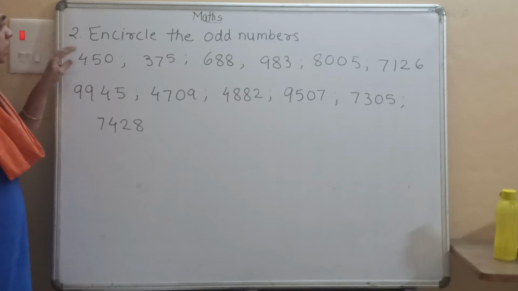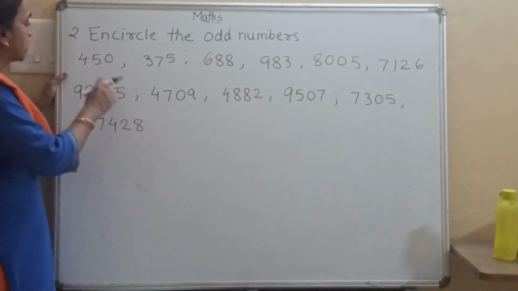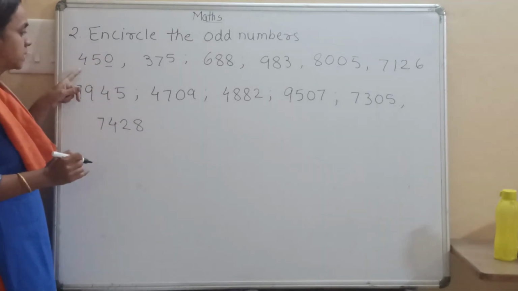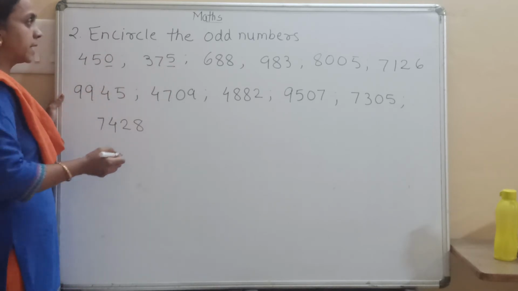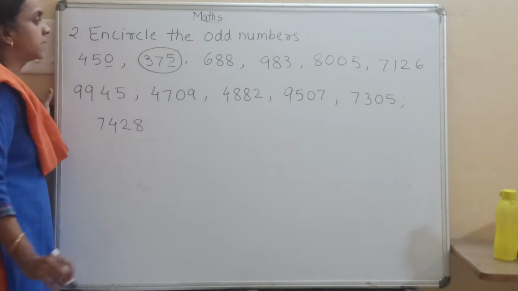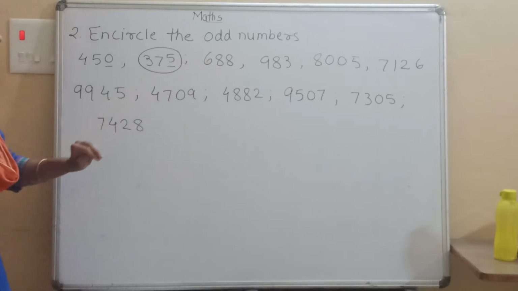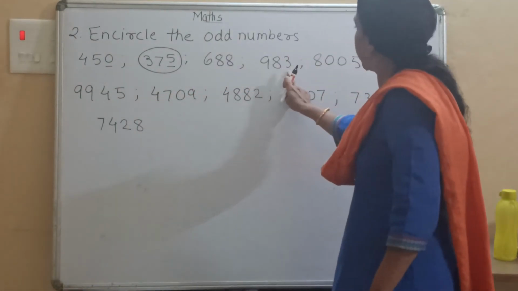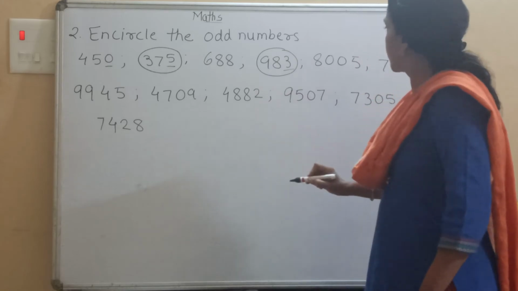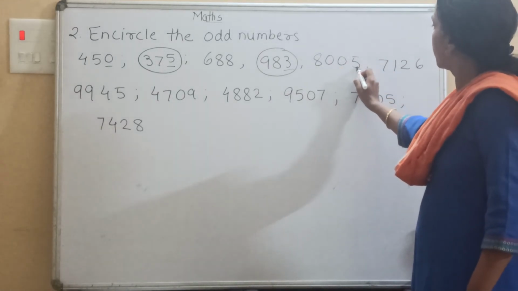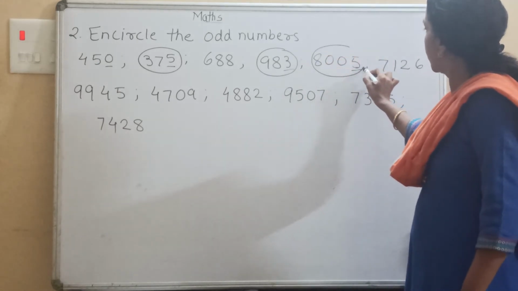Now see the second question, encircle the odd numbers. So we have to circle these odd numbers. So 450 ending with 0, this is an even number. Then 375 ending with 5, 5 is an odd number, so we have to circle this number. Then 688, 8 is an even number, so no need to circle this number. Then 983 ending with 3, 3 is an odd number, so we have to circle this number. Then 8005 ending with the digit 5, 5 is an odd number, so 8005 is an odd number.